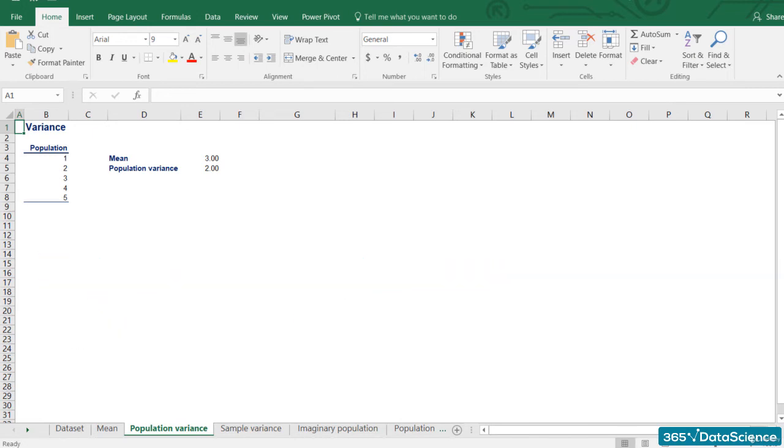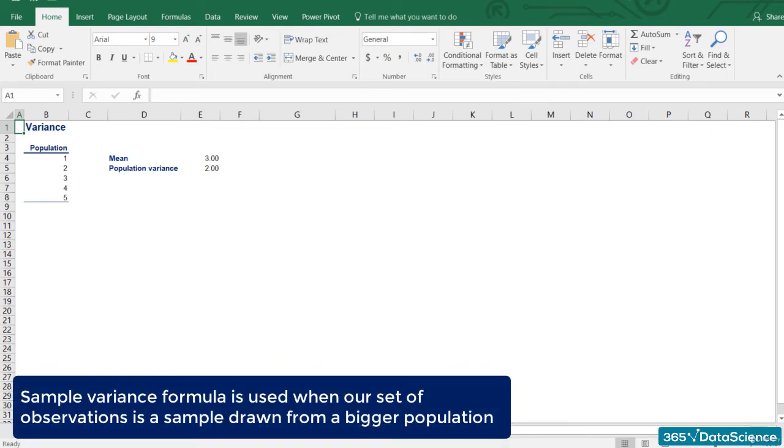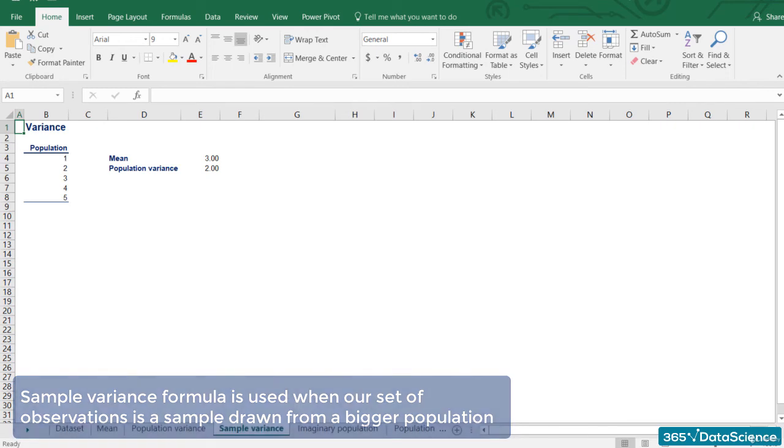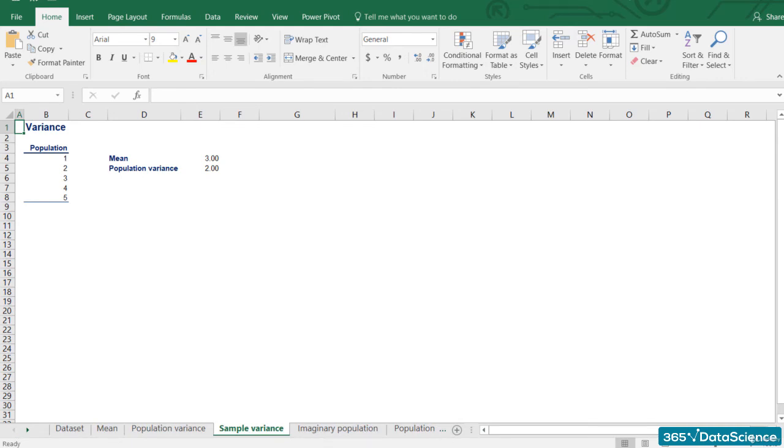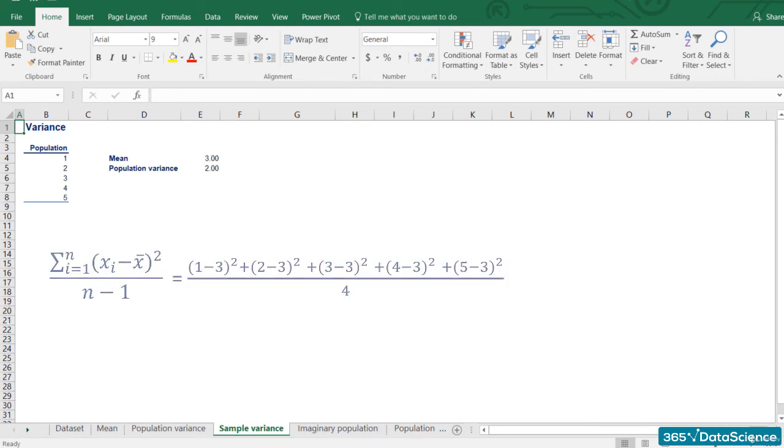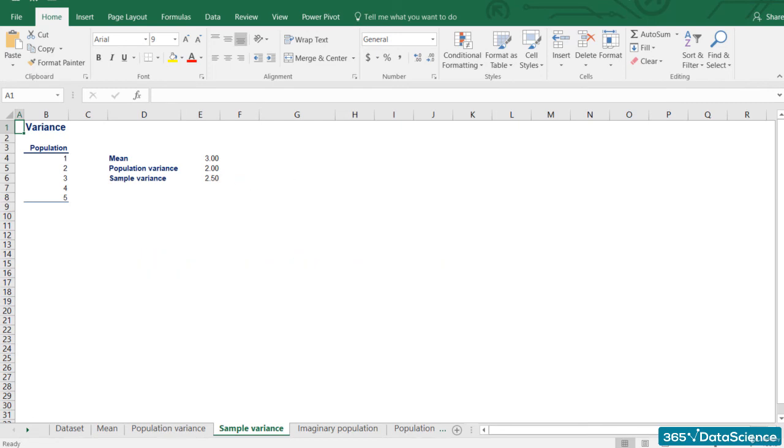But what about the sample variance? This would only be suitable if we were told that these 5 observations were a sample drawn from a population. So, let's imagine that's the case. The sample mean is once again 3. The numerator is the same, but the denominator is going to be 4 instead of 5, giving us a sample variance of 2.5. To conclude the variance topic, we should interpret the result.